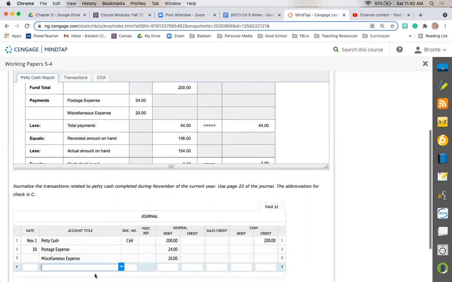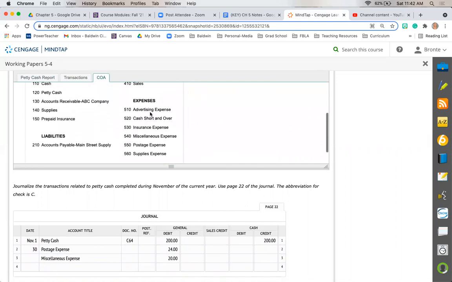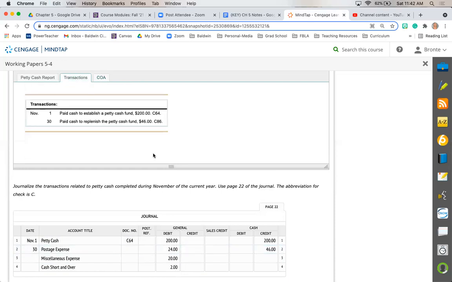And then our third account is going to be, wherever, there it is, our cash short and over. Which in this case, we were $2 short. If we were $2 over, then we would put the $2 in the credit side, but we are $2 short. So those 3 numbers added together, $24, $20, and $2, all add up to our $46 that we are going to write check number C86 for.